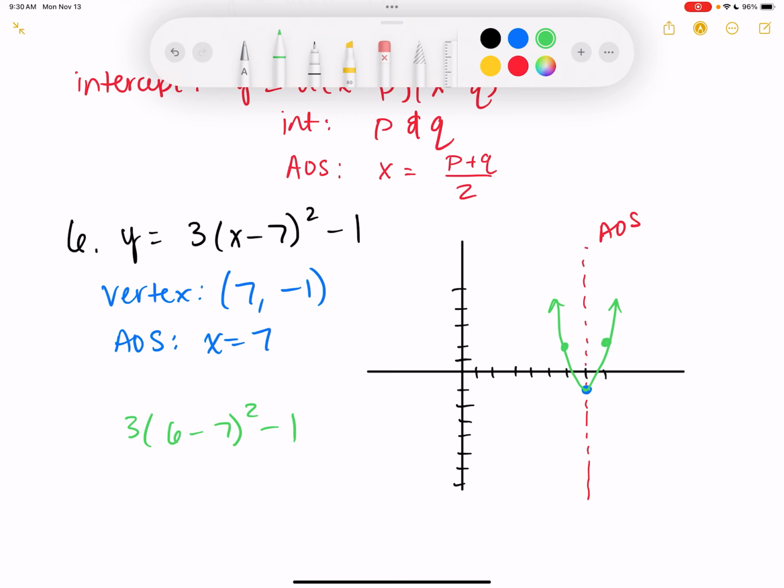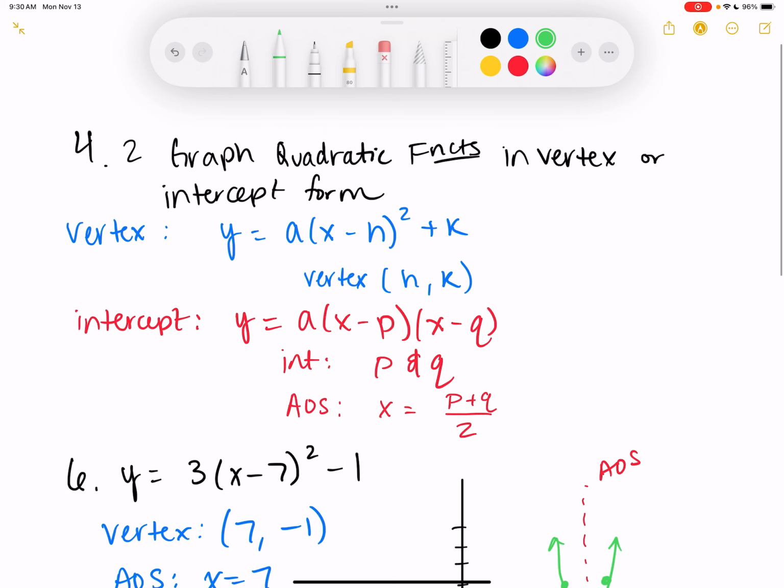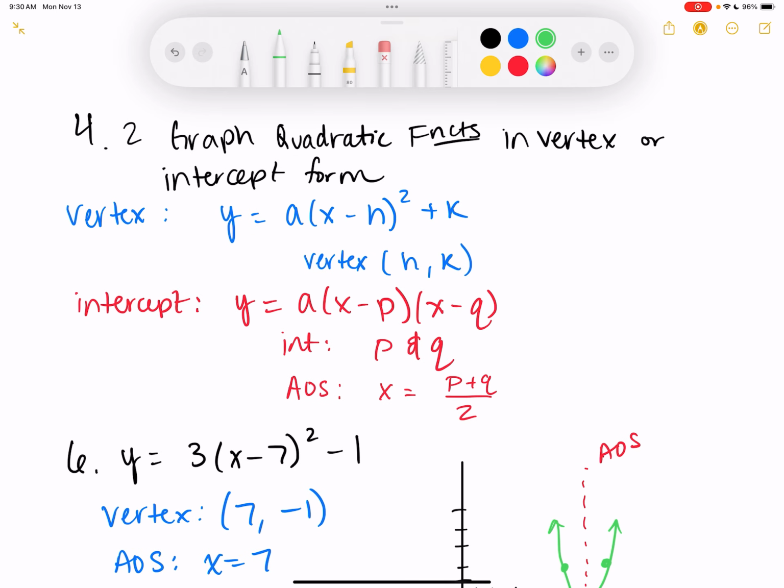Yes. For the vertex, how did the 7 become positive? So it's always the opposite sign in here, same sign out here. Oh, okay, I didn't know it was opposite sign. Yeah. So x minus h, opposite sign here, plus k, same sign here for that one.